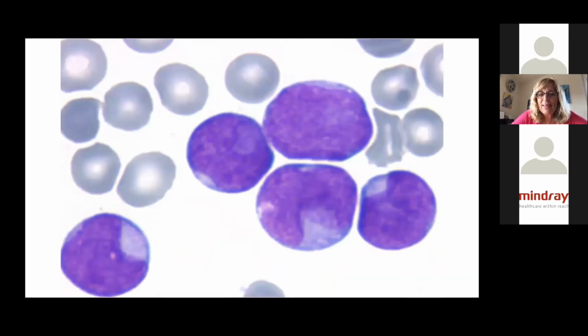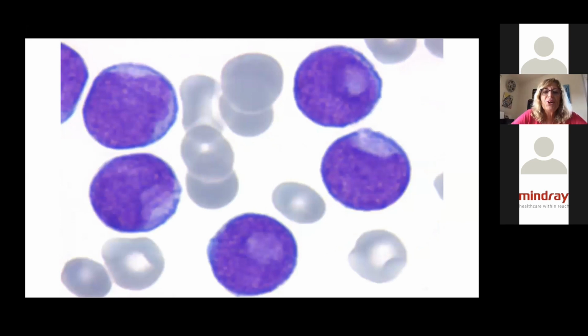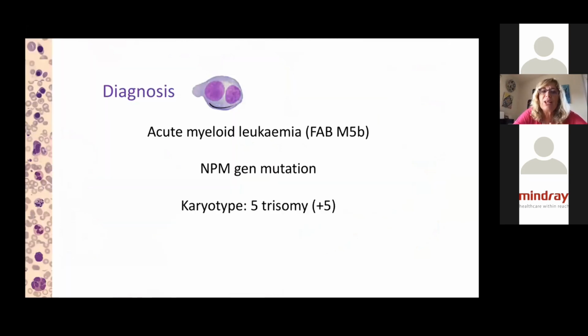You can see that the number of platelets is low. In this image, we cannot see platelets. More. So the diagnosis was an acute myeloid leukemia corresponding to an M5B monocytic FAB classification and with the nucleophosmin gene mutation. The karyotype showed trisomy 5.